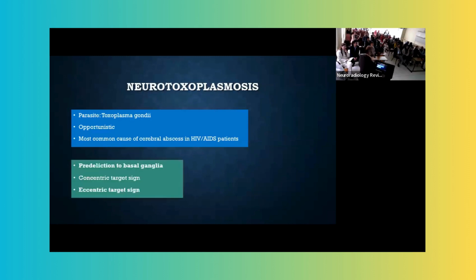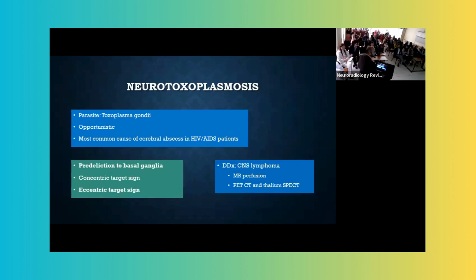You have lymphomas, other infections. And we have ways to actually differentiate those. Okay, we can do MR perfusion or PET-CT or thallium SPECT to differentiate between lymphoma and these lesions. Because in immunocompromised patients, you can have an atypical lymphoma, which will just show the ring sign.